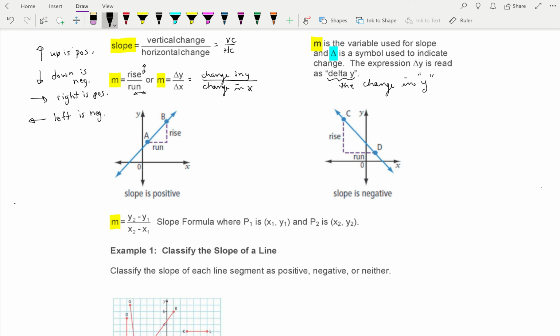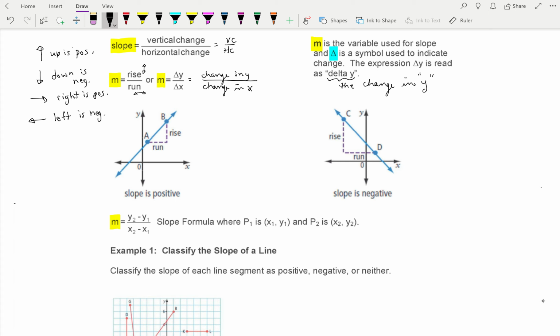Okay, so we're going to go to our diagrams here. The first one is a positive slope and the second one is a negative slope, and we're just going to see why it is that way. Okay, so if you look over on the far left here, I have an arrow that points up. Up is a positive direction. I have an arrow that's going down. Down is a negative direction. I have an arrow moving to the right. Right is a positive direction. I have an arrow going left. Left is a negative direction. And we're going to use that to show why our first diagram is a positive slope and why our second diagram is a negative slope.